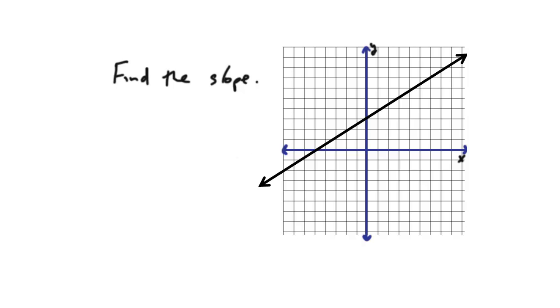Well, the best way to do it is to pick points off the line, right? Nice points. I would pick the ones that are right at the corner. For example, I would pick this one here. Okay, and the coordinates of that point are 3, 5. And let's pick another point. Maybe this one here, right at the corner. And the coordinates for that point are 0, 3.